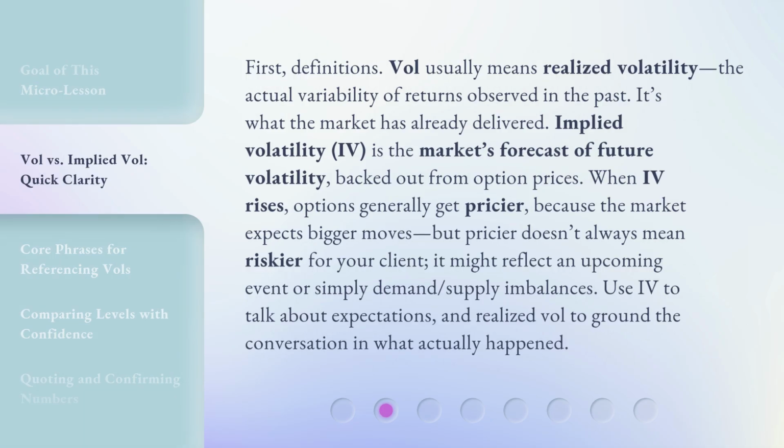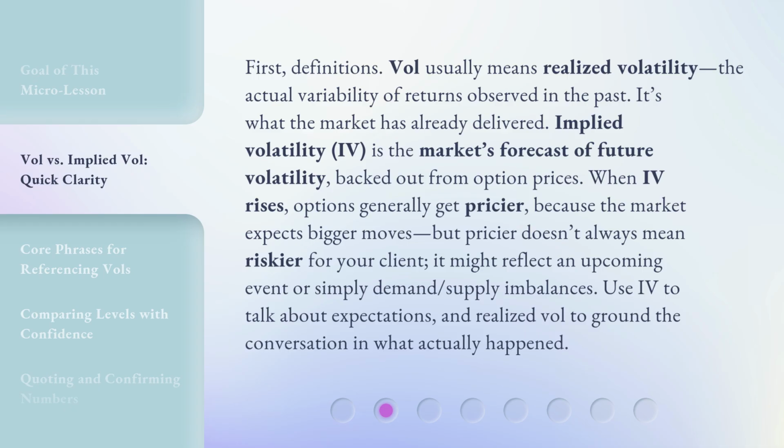First, definitions. Volume usually means realized volatility, the actual variability of returns observed in the past. It's what the market has already delivered. Implied volatility, IV, is the market's forecast of future volatility, backed out from option prices.